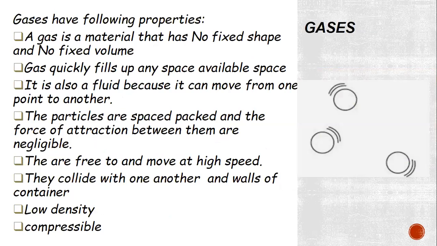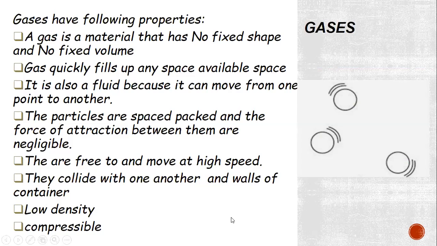So the third state is gas. Gases have the following properties. A gas is a material that has no fixed shape and no fixed volume. A gas quickly fills up any space available. It is also a fluid because it can move from one point to another. The particles are spaced far apart, and the forces of attraction between them are negligible. They are free to move at a very high speed. They collide with each other and with the walls of the container. Since they are very far apart, they have low density and can be easily compressed. So, these are the three states of matter.